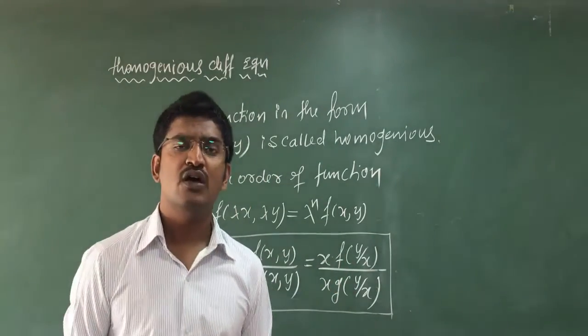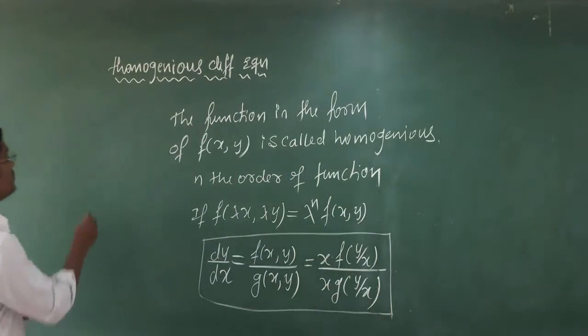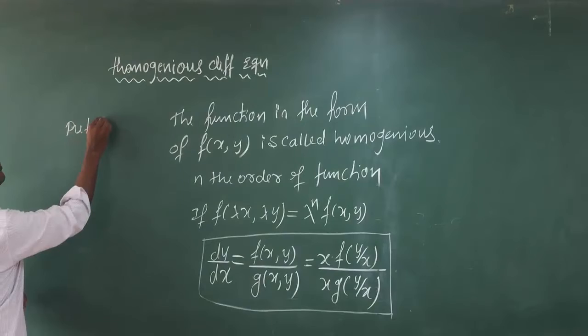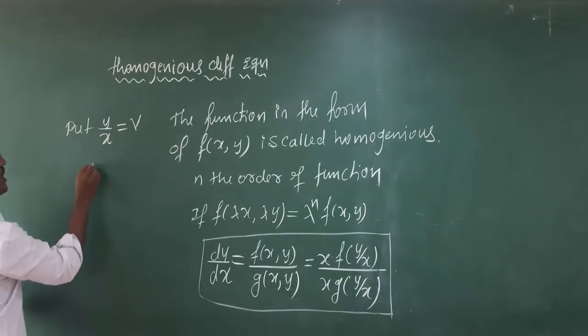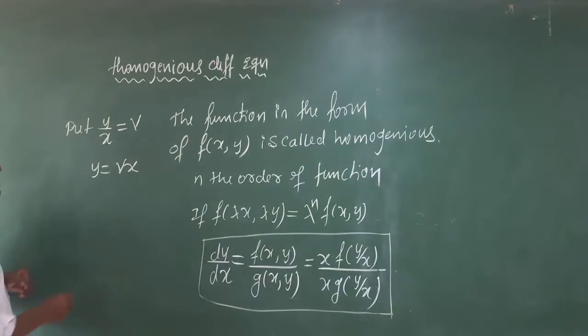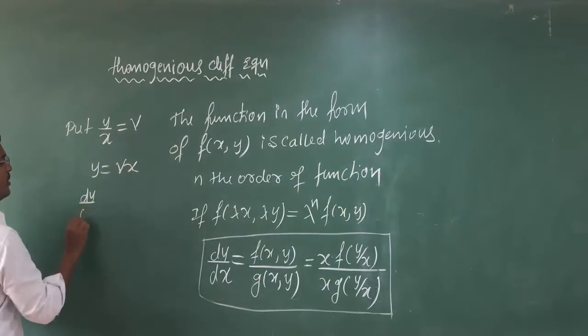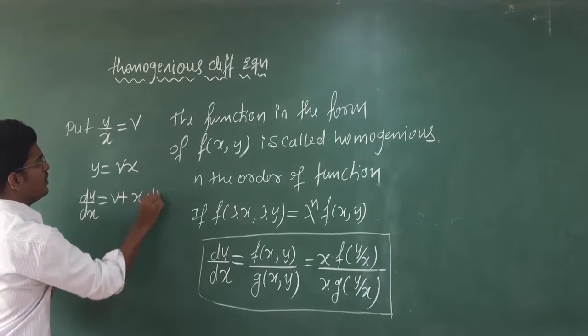You have to put y by x as v. Clear? So put y by x equal to v. So now y is going to be equal to what? Vx. Clear? So if you differentiate it, it will be dy by dx equal to v plus x into dv by dx.